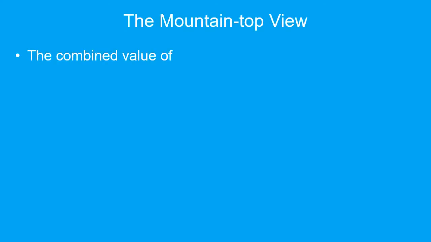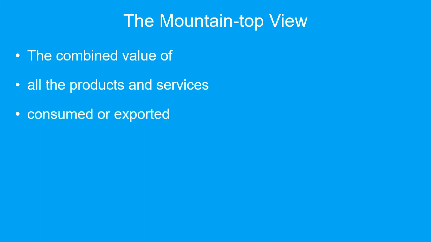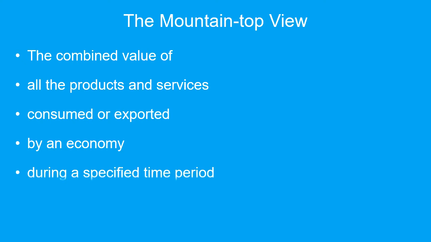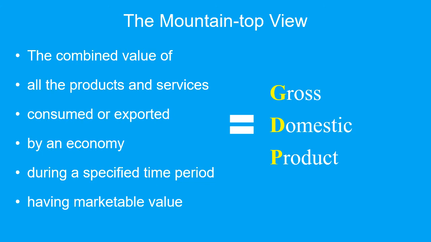The combined value of all the products and services consumed internally, or exported for consumption abroad, by an economy, over a period of time, for which an economic value can be assigned, is called its gross domestic product, or GDP. GDP is calculated for a country, a state, or some other economic region, the borders of which we can clearly define and control. GDP is always measured, not for a point in time, like a balance sheet, but for a period of time, such as a year, a quarter, etc. Thus, it is not a measure of wealth, but of the productivity of an economy.